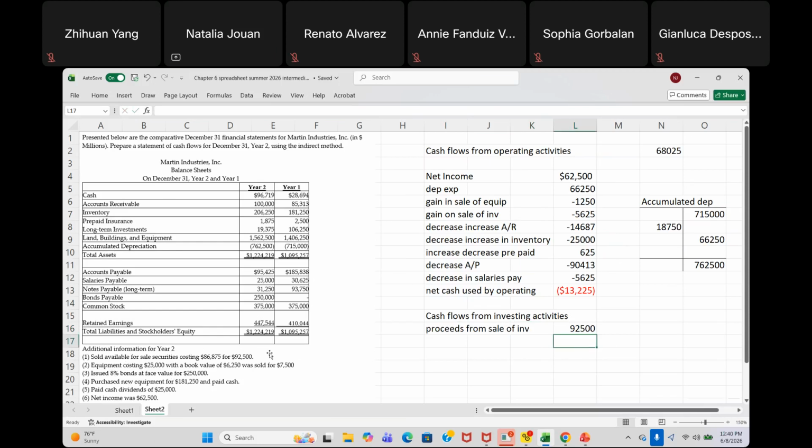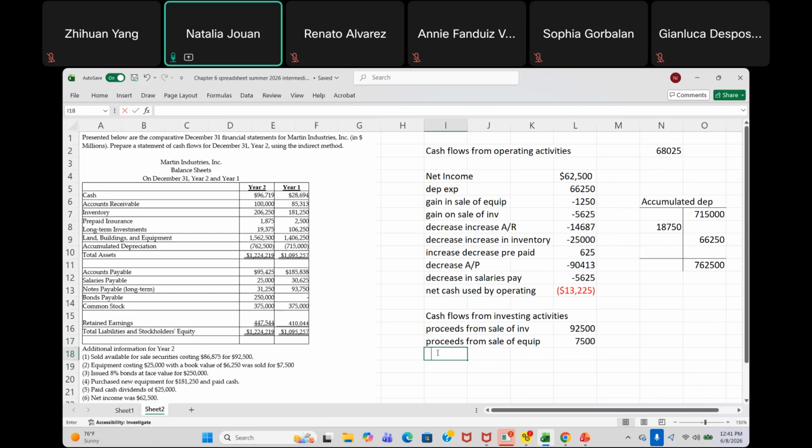Equipment. We sold it for 75. Proceeds from sale of equipment. And that was 7,500. See here, the only amount we care about is the cash that we're getting. Cash that we're getting. Issue bonds, forget it. That is financing. Purchased new equipment. Oh, and we paid cash.